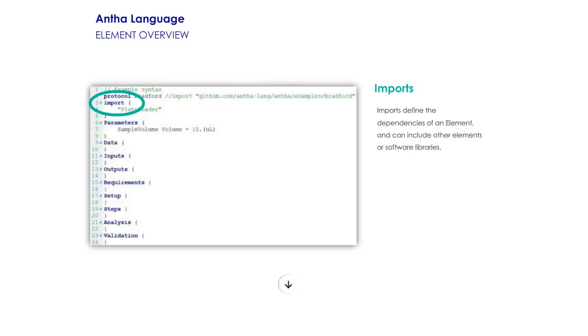So Antha elements start by defining what they depend on. This can be, as an example, specific pieces of equipment, such as liquid handling, or different pieces of analytic kit, such as a plate reader. This can also be a robust definition of what is the specific other working practice that this depends upon, such as the repository URL on GitHub of another Antha element. There's no, in Antha, searching for the methods section of a paper from 1976.